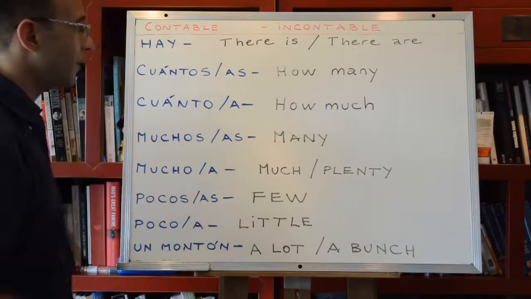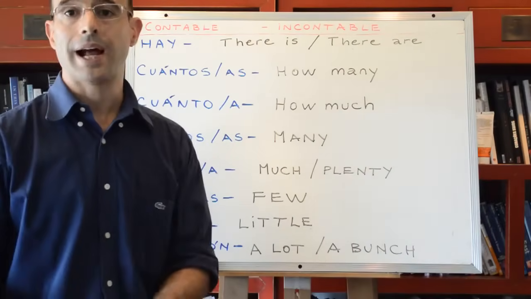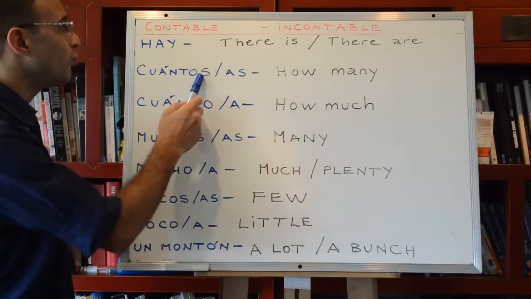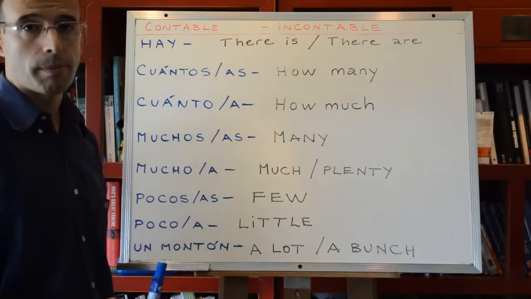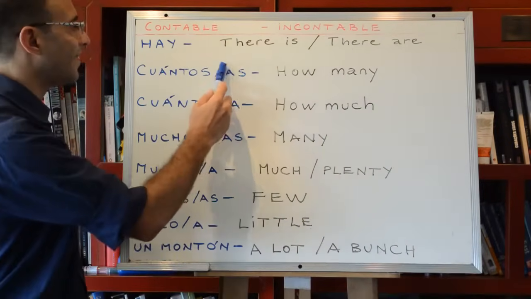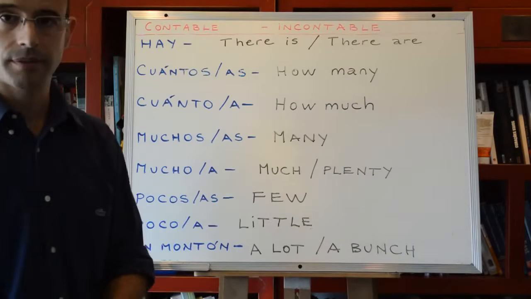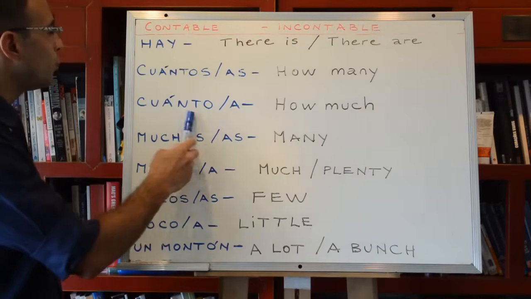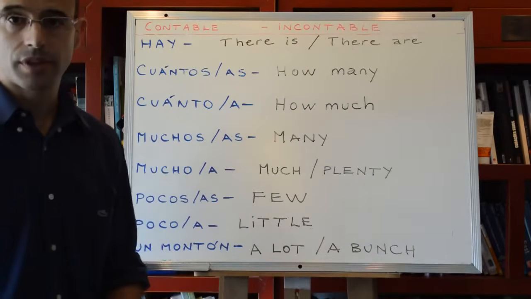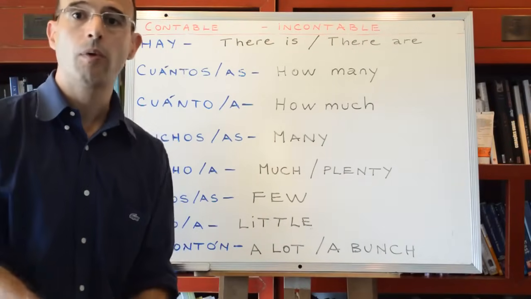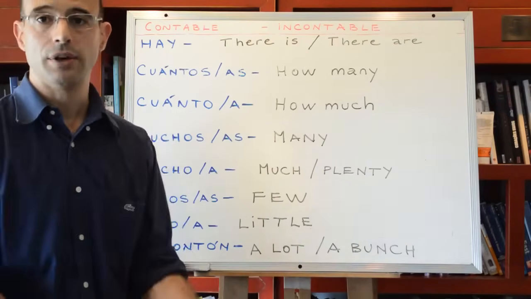¿Cuántos y cuántas se usan para how many? Para contables, cosas que pueden contarse. Y cuántos, con o, se usa para masculino, y cuántas, con a, se usa para objetos o cosas femeninas. Cuánto y cuánta sería how much. Sería lo mismo, pero para cosas que no se pueden contar, como el agua, el viento, el dinero, etc.